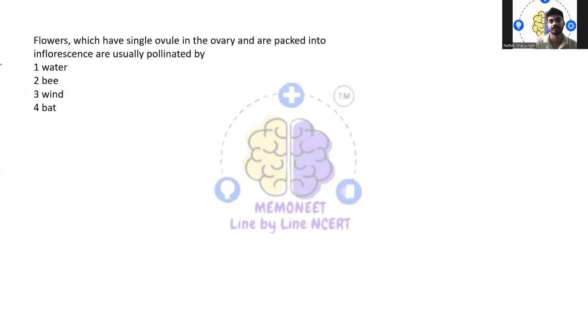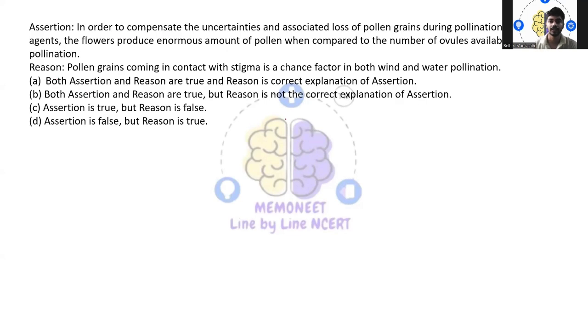Next. In flowers which have a single ovule in the ovary and are packed into inflorescence, they are usually pollinated by... Do you remember what I discussed in abiotic pollinations? Water as well as wind. So this kind of pollination can be seen with a single ovule in the ovary. The options are water, bee, wind, or bat. Option three. So the next question is on assertion as well as reason.